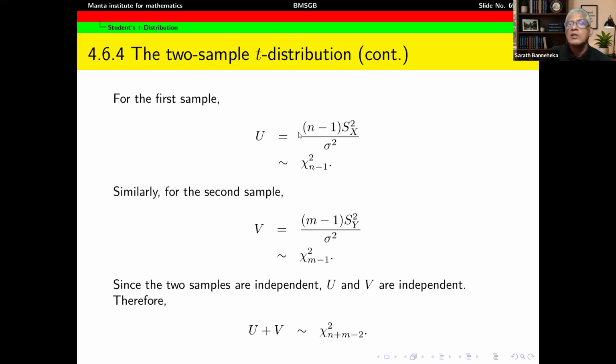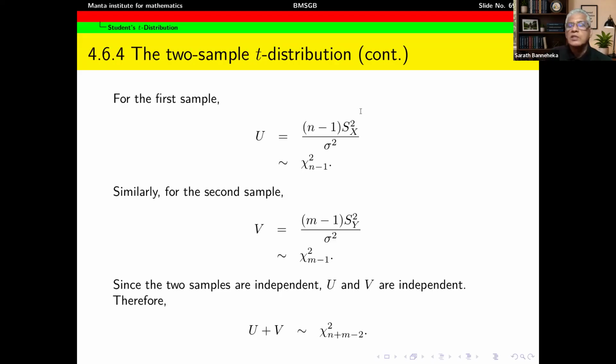And similarly, we know from the previous discussions about the chi-square distribution that if you consider n minus 1 times sx square divided by sigma square, that should have a chi-square n minus 1 distribution. Let's call this quantity u. So u has a chi-square n minus 1 distribution. And similarly, m minus 1 times sy square divided by sigma square should have a chi-square m minus 1 distribution. Let's denote this quantity by v.